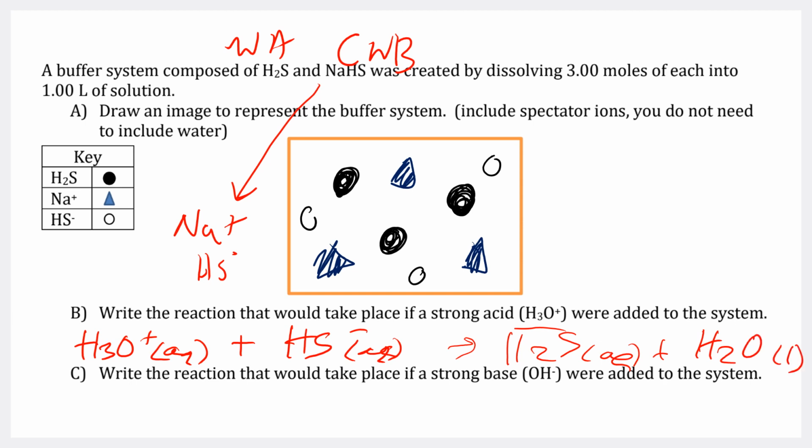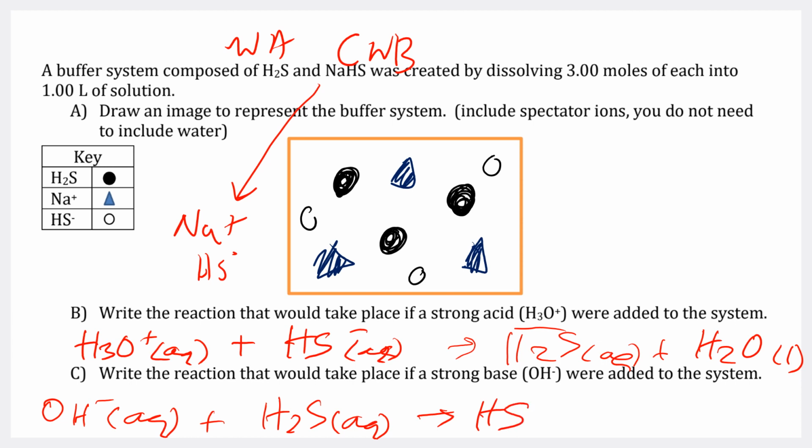Write the reaction that would take place if a strong base were added to the system. So I have OH minus aqueous. It's going to react with the weak acid. It's going to form the conjugate weak base, HS minus, and also water.